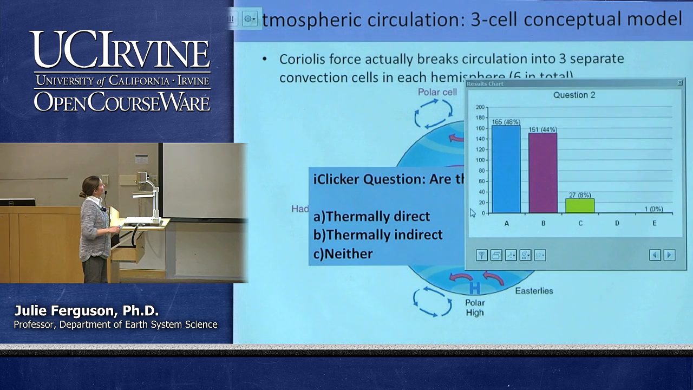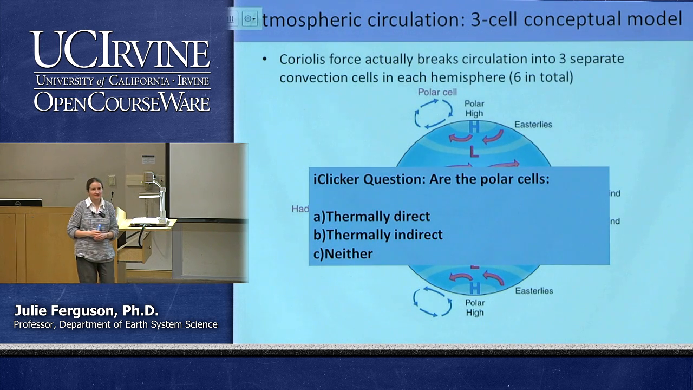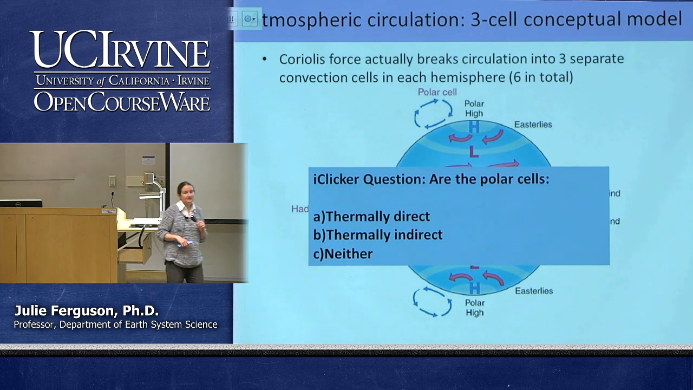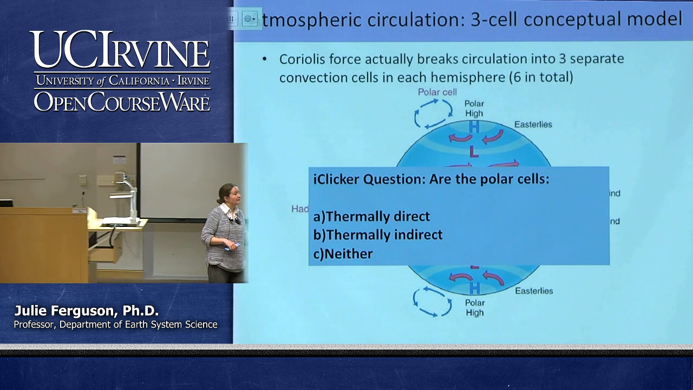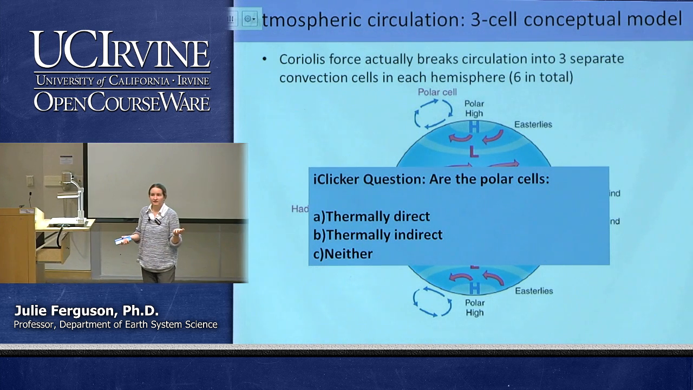Okay. Where is it coldest in the polar cell? Is it at 60 degrees north, or is it at the pole? At the pole. It's going to be coldest at the pole. Is air rising at the pole, or is it sinking? It's sinking. Where is it relatively warmer, at the pole or at 60 degrees north? Is air rising there or sinking? It's rising. So in this case, air is rising where it's relatively warmer and sinking where it's relatively colder.